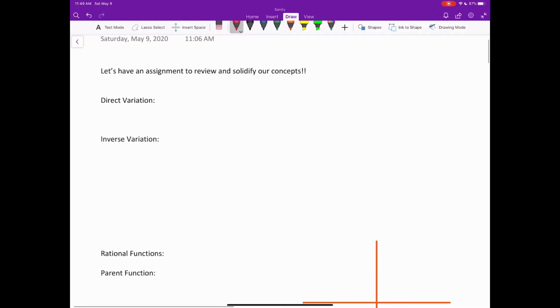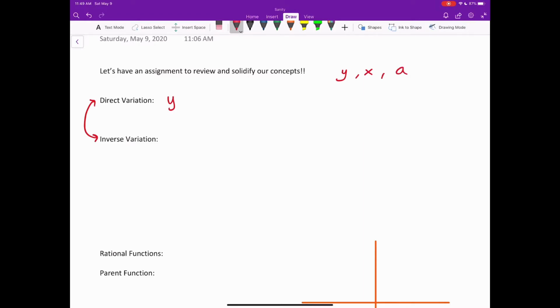Let's start real quick and remember what direct versus inverse variation, say that 5 times fast, what exactly the difference between these two are. Direct, right? For all of these, there's a variable y, a variable x, and then a constant of variation, which we usually call just a. It's our constant, our parameter. Direct variation looks like y equals a times x, and this was always what we called linear. It was just a line.